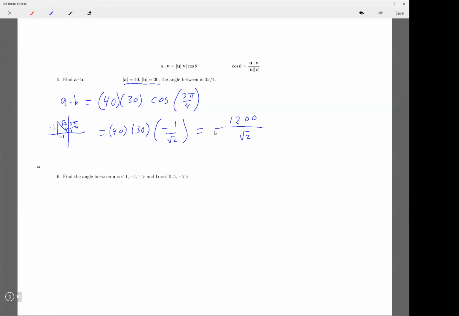Let's see if that works. What this formula is mostly used for is finding the angle between two vectors. So you have two vectors and you want to know what's the angle between them. We use this formula right here.